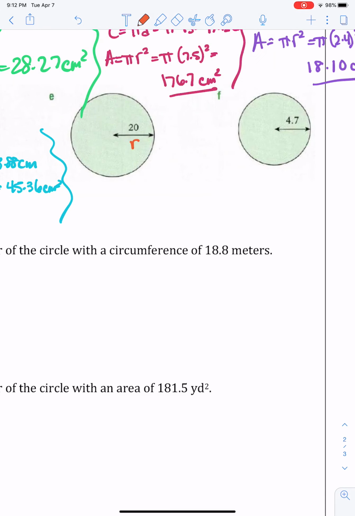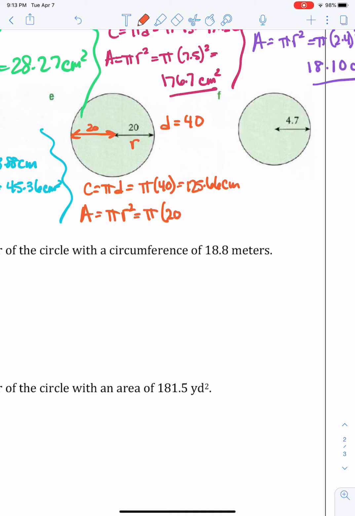Again, this is my radius, so that when I do this and get 20, I get a diameter of 40. Circumference equals pi d, pi times 40, which is 125.66 centimeters. Area equals pi r squared, pi times 20 squared, which is 1256.64 centimeters squared.